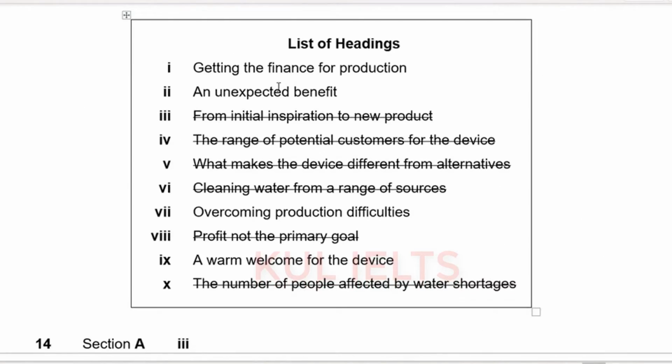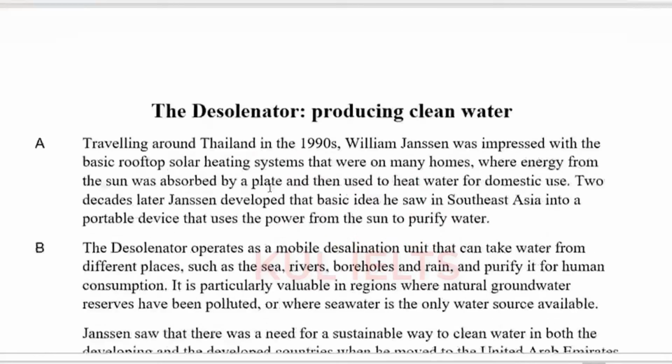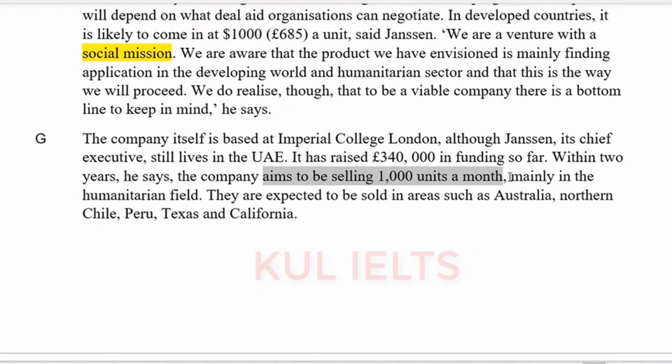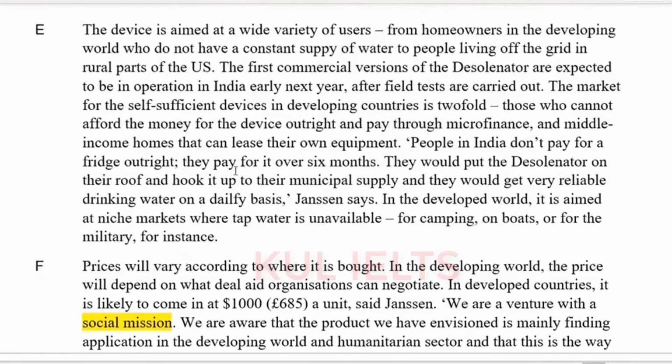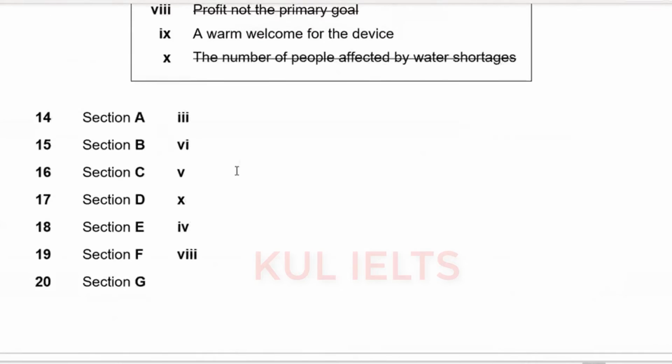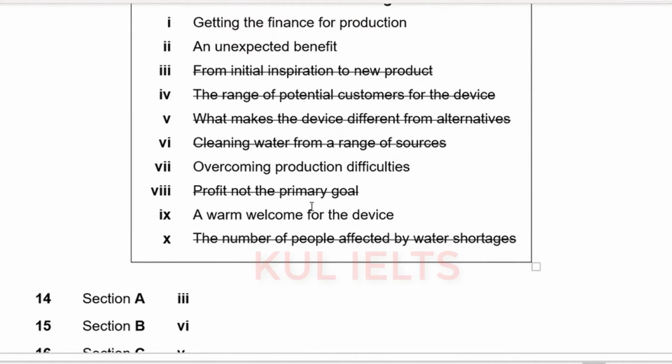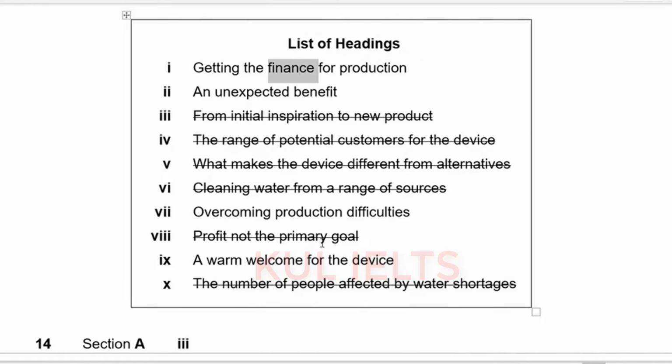But we don't have many left. An unexpected benefit, I didn't see anything. Production difficulties, they don't mention anything about the difficulties of production. How much they're hoping to be selling, maybe. And what else? A warm welcome, nothing. So it is the finance for the production.